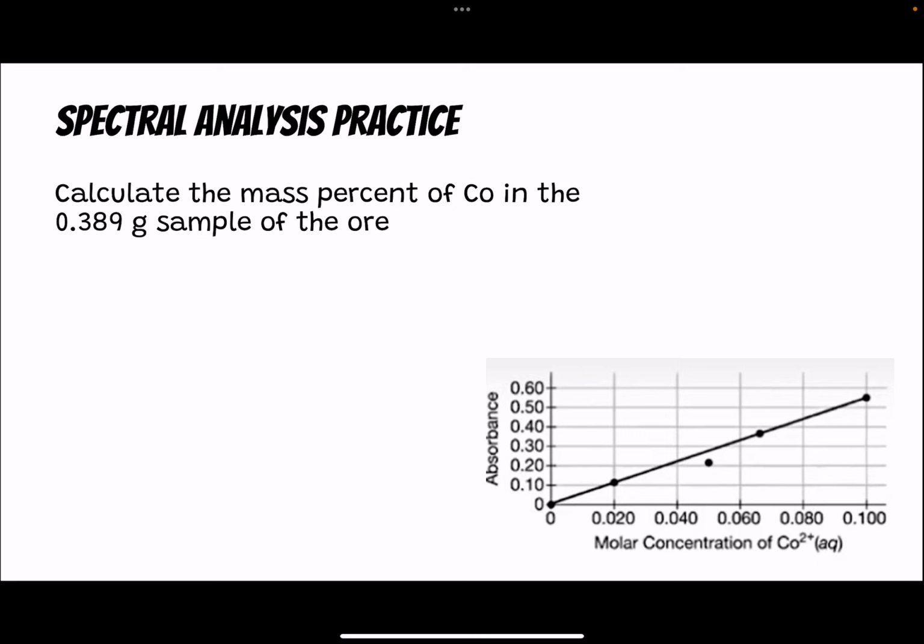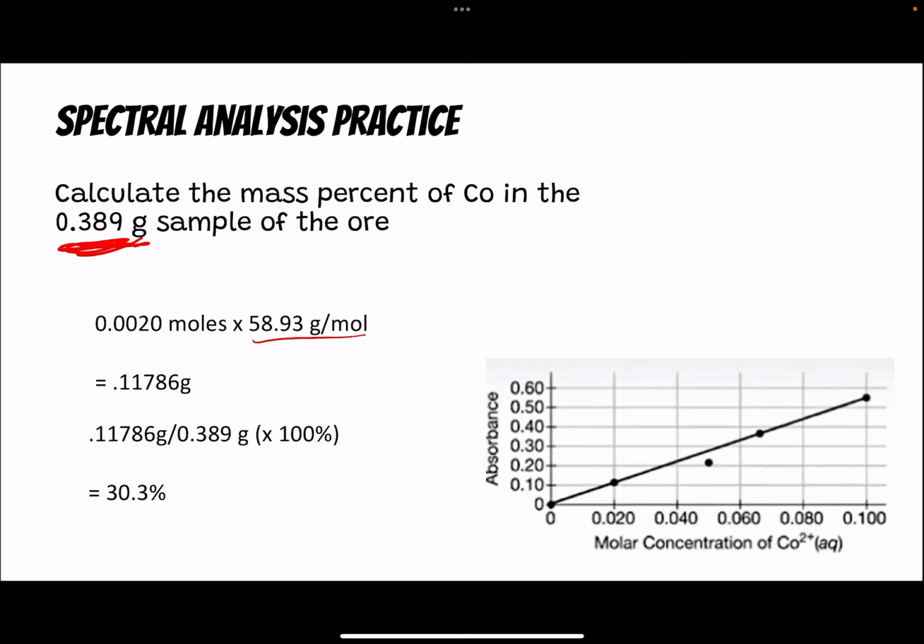All right, now going back to unit 1, calculate the mass percent of cobalt in the 0.389 gram sample of the ore. Again, this is our total mass, so that's going to be on the bottom. We have the moles of our cobalt ion. We have to multiply by the molar mass, and then we'll get our mass of the cobalt in the sample. Now you just divide by the total mass of the sample and multiply by 100%. So you have 30.3% cobalt in your sample of the ore. That's it. We are done.